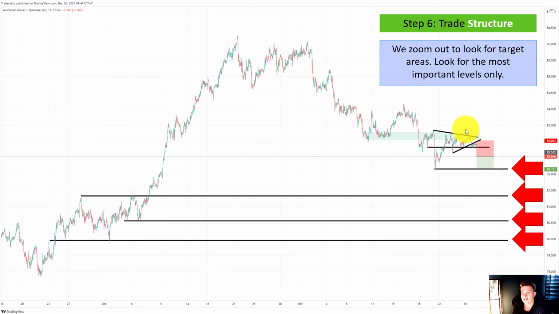When we look at the trade structure in regards to targets, we have options. And we can look for important flip zones. So here, obviously, a very strong support level that led to the recent correction. The next one to the downside is this flip zone, previous support or resistance three times. We have this area here, very strong support level, and this one. So we have four levels that the market is offering and that we can choose from.